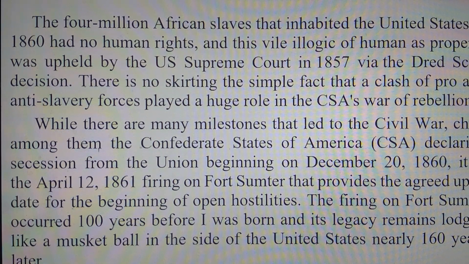While there are many milestones that led to the Civil War, chief among them the Confederate States of America, CSA, declaring secession from the Union beginning on December 20, 1860. It is the April 12, 1861 firing on Fort Sumter that provides the agreed-upon date for the beginning of open hostilities. The firing on Fort Sumter occurred 100 years before I was born, and its legacy remains lodged like a musket ball in the side of the United States nearly 160 years later.